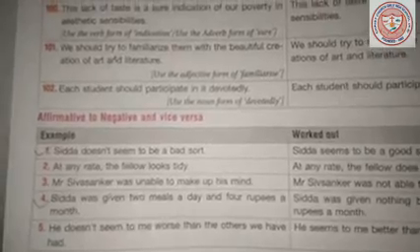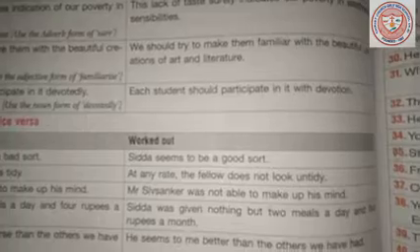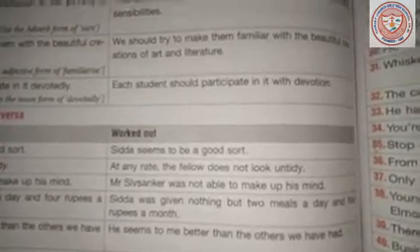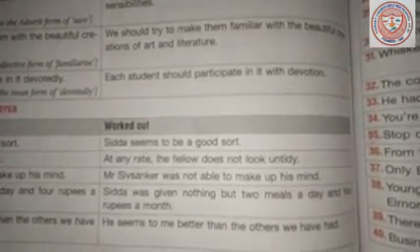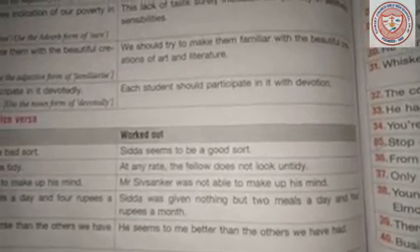Then comes, Siddha was given 2 meals a day and 4 rupees a month. This is certainly an affirmative sentence. If it is transformed into its negative form, it will be, Siddha was given nothing but 2 meals a day and 4 rupees a month. So you can then understand how to transform this.